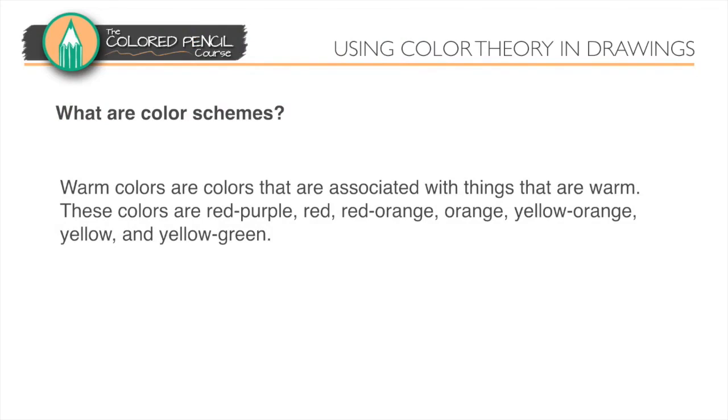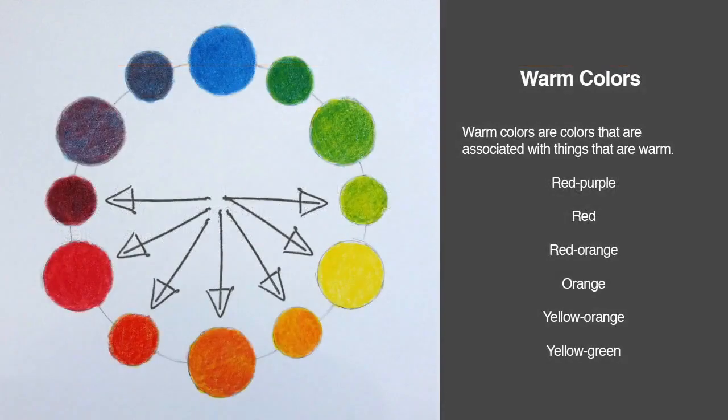Warm colors are colors that are associated with things that are warm. These colors are red-purple, red, red-orange, orange, yellow-orange, yellow, and yellow-green. By taking a look at these colors on the color wheel, you'll notice that these colors are also analogous to one another.